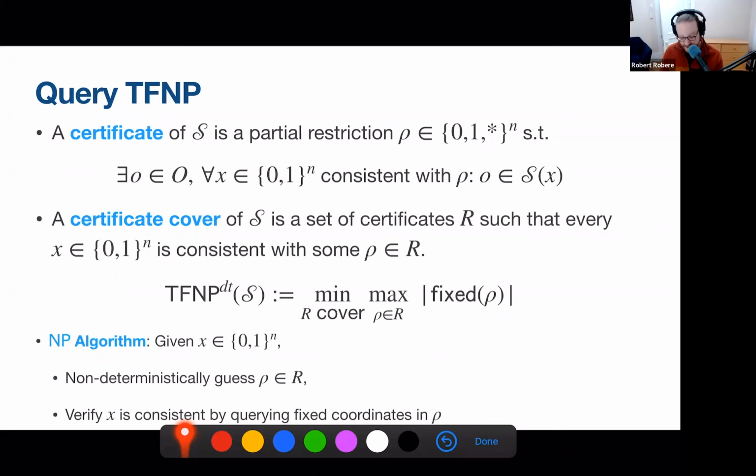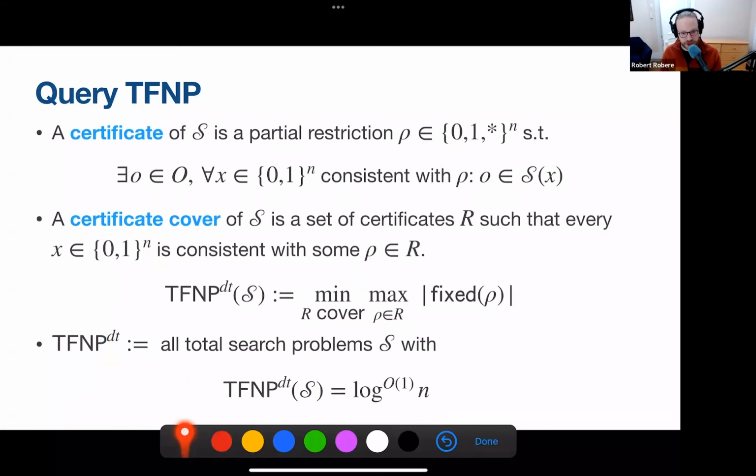So in this non-deterministic algorithm, the complexity should be the worst case number of queries I need to make. And that's exactly what TFNP DT is going to be defined to be. So it's just the best possible cover of the maximum number of queries that you need to make inside the cover. Okay. And once again, I'm going to abuse notation a little bit, and I'll say that the TFNP, the class, is going to be all the total search problems with polylogarithmic certificate complexity.